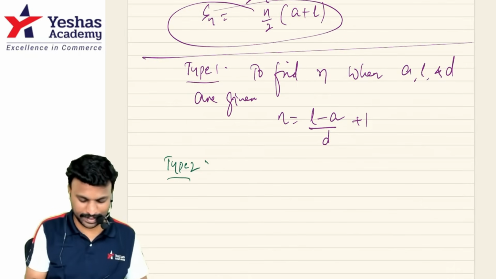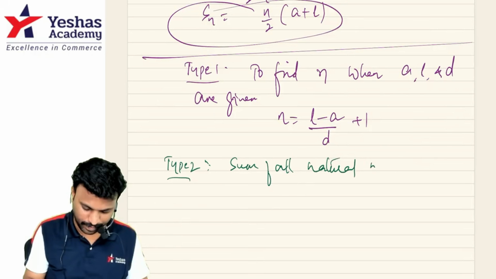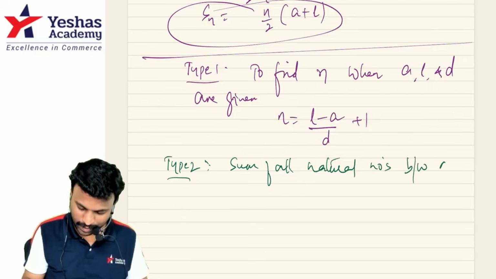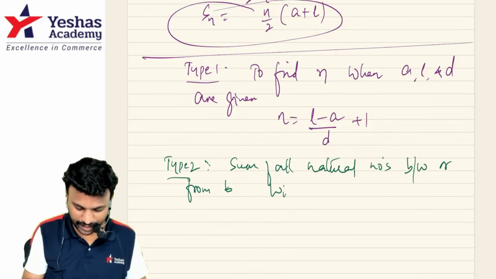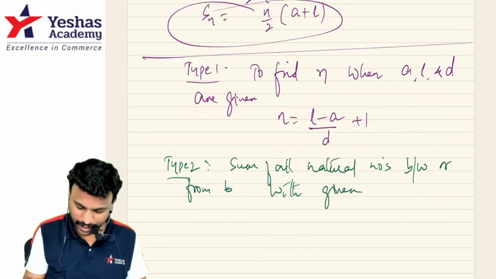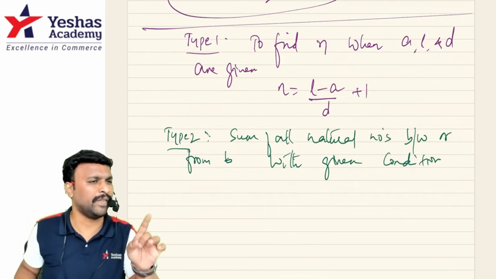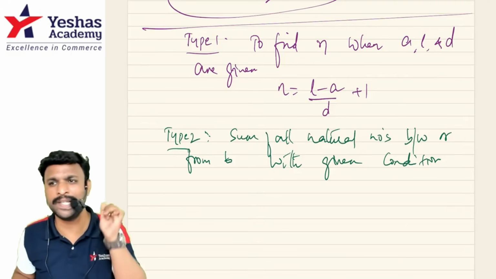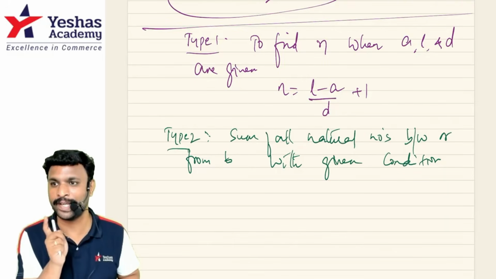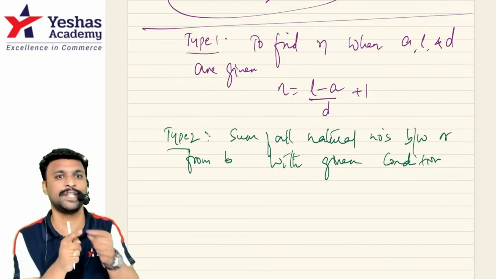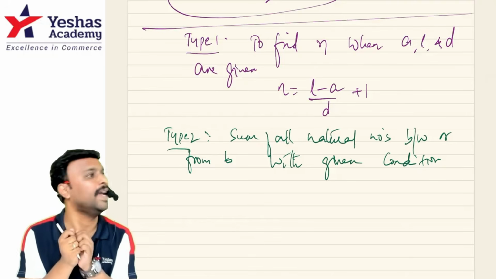So, type 2, what is it? Sum of all natural numbers between, or from to, with a given condition. Between means exclusive; from to means inclusive, provided they satisfy the condition. From to is not always inclusive. To satisfy the condition, it is inclusive. Otherwise, even the two given numbers are not inclusive.